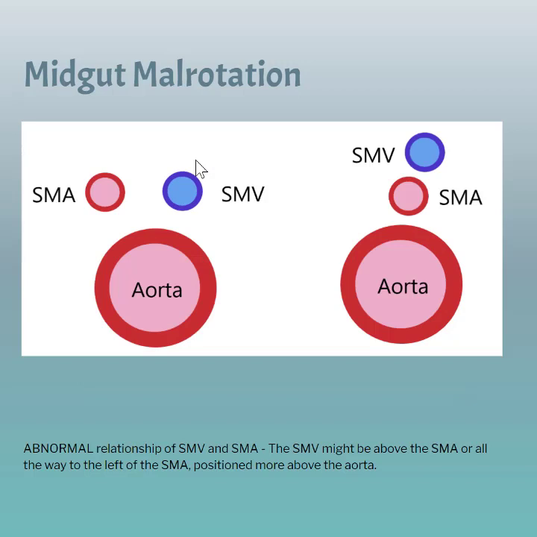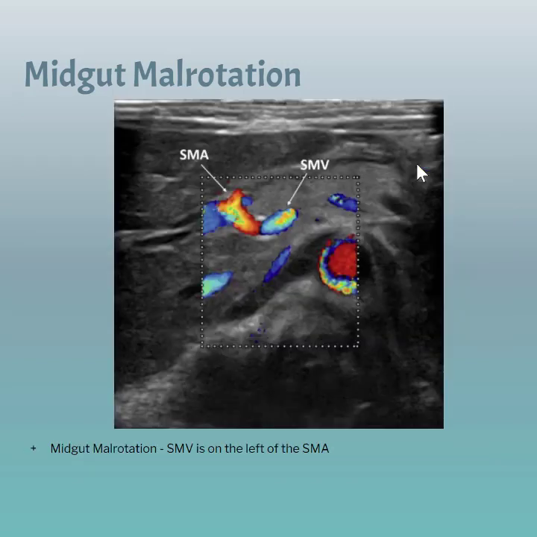In midgut malrotation, what we see then is the SMV is now more to the left, and the SMA sits more to the patient's right. We can also see where the SMV sits more anterior to the SMA. That is also an abnormal location. So on ultrasound here, we have an example. This is the aorta, this is the SMA, and the SMV. You're going to need to use color to evaluate this area. We're right inferior to the pancreas.